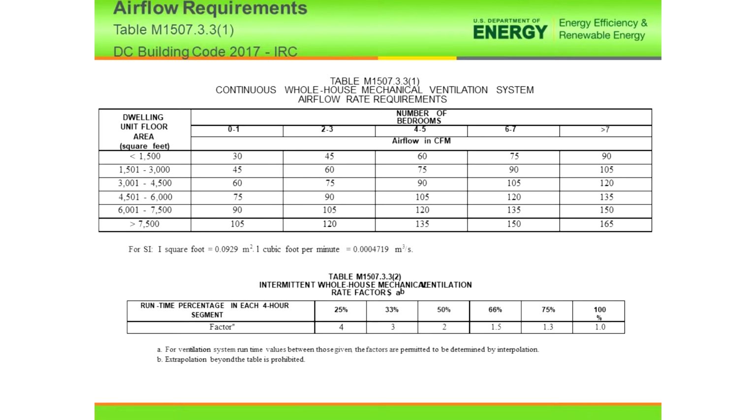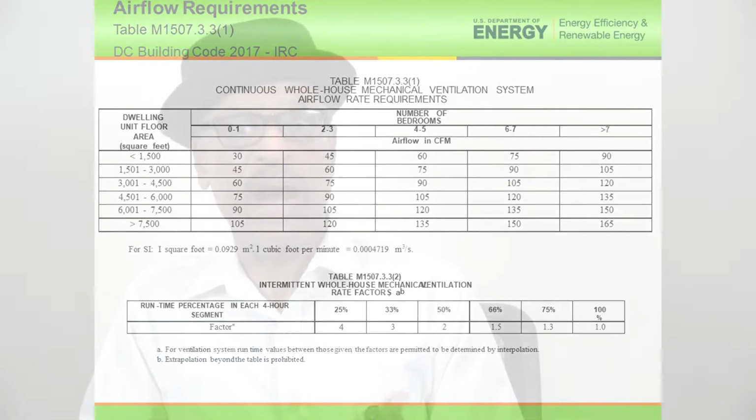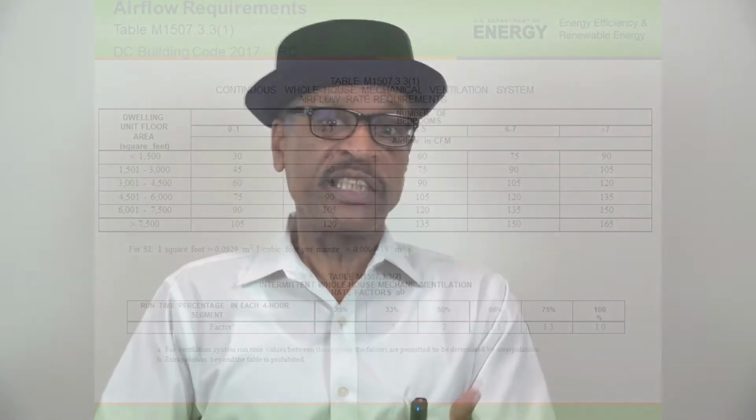Now, though it's not in the IRC yet, we're hoping that the next iteration of the IRC will add some new technology that has been out for a while now. One of these new technologies is the ERV, an energy recovery ventilator. It provides what's called a balanced way of ensuring indoor air quality. It's a little more expensive, but it does a better job.